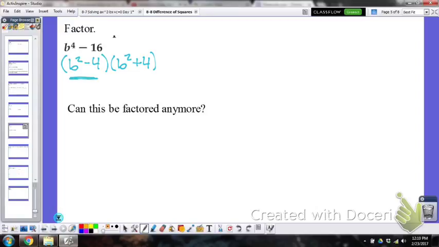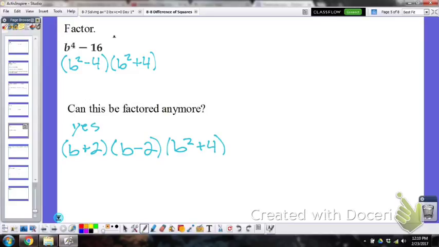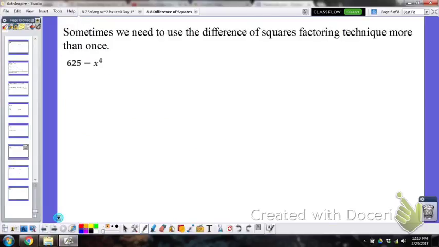But if I look at b squared minus 4, that b squared is a perfect square, and the 4 is a perfect square. So we have another difference of squares. So can this be factored anymore? And that is yes. We can factor the b squared minus 4 into b plus 2 and b minus 2, and we're still left with b squared plus 4. So that was an example where just doing this difference of squares once wasn't enough. We had to do it a couple times. So sometimes we need to use the difference of squares factoring technique more than once.